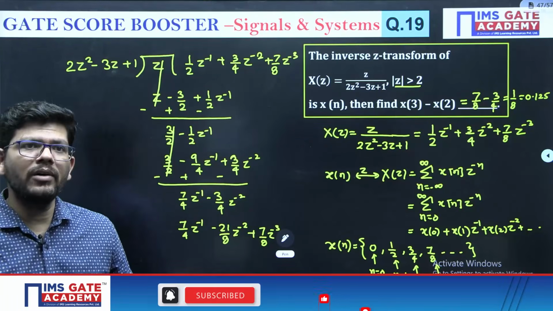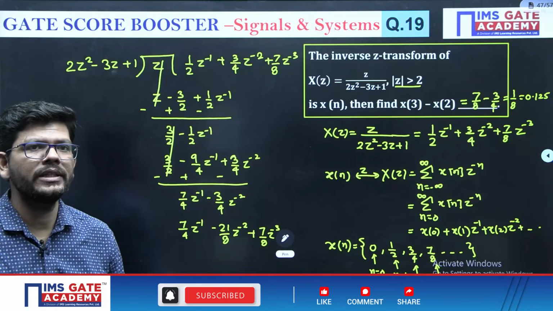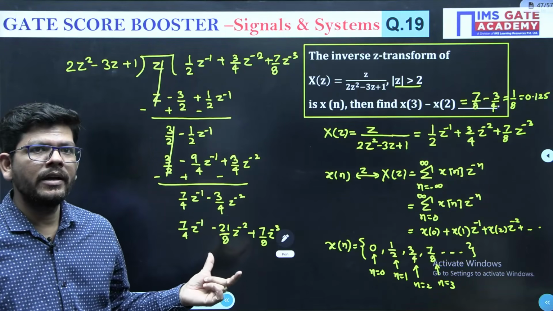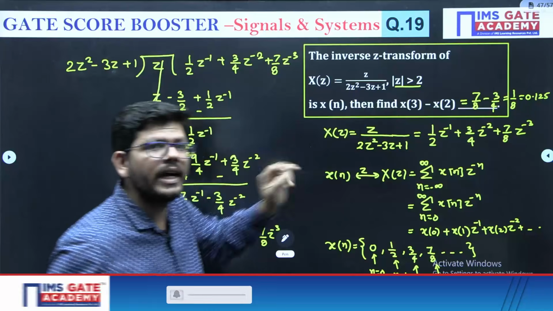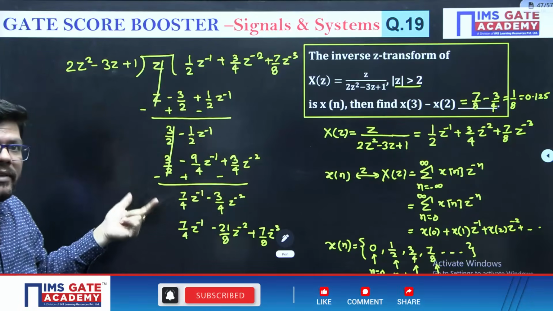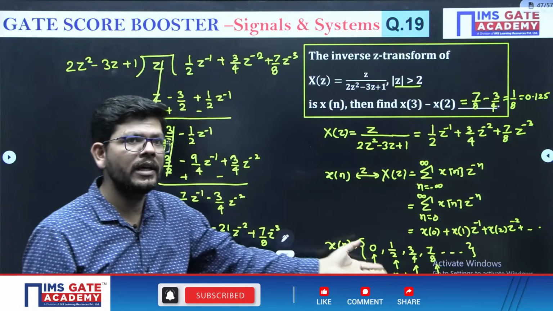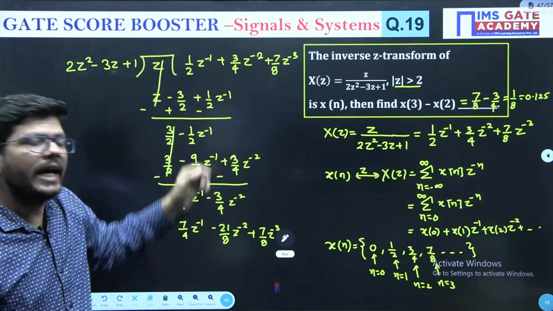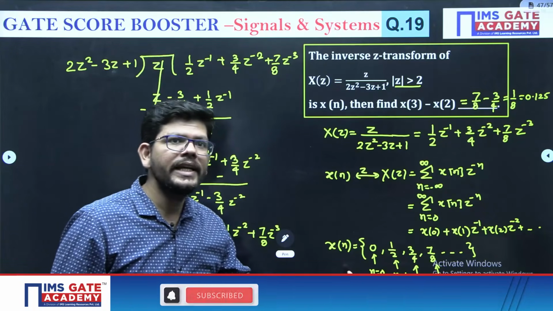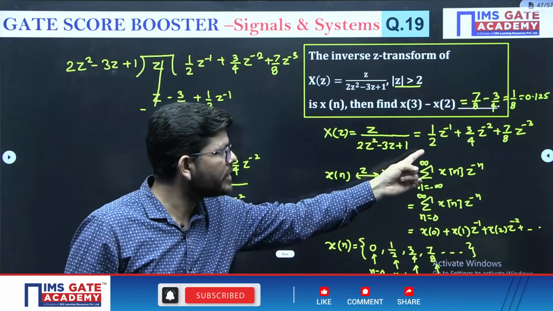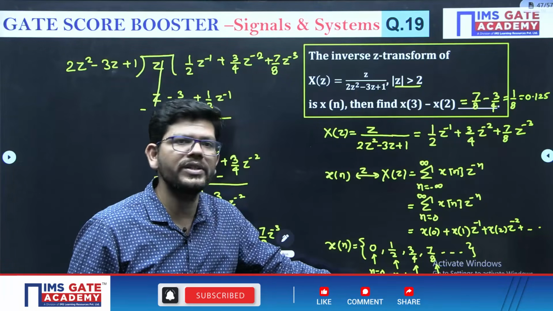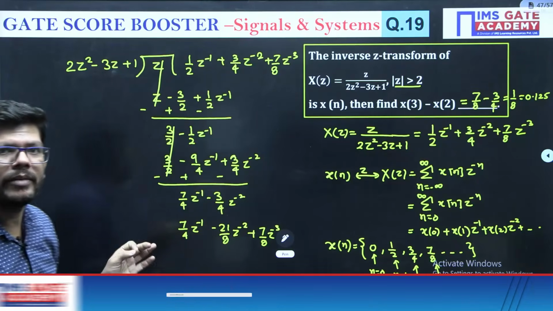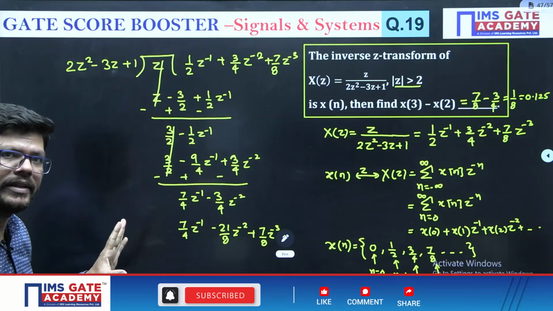Correct? This is how you have to solve these questions. Whenever we have to find some coefficient, we will take the help of division, right? If ROC was greater than, we will arrange in descending order, then we will divide. We will always get positive powers of z inverse and positive coefficients. If ROC was less than, we will arrange in ascending powers, and when you divide, you will get positive powers of z and negative coefficients, right? So remember this, and you will be able to solve one GATE question. I believe it is clear.